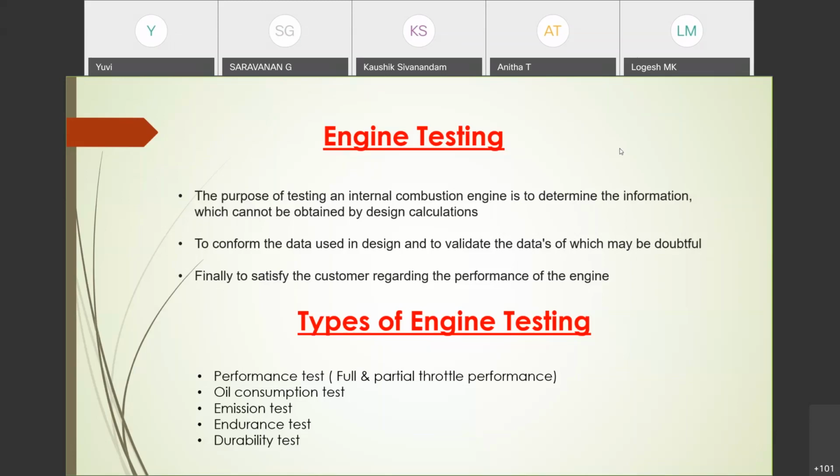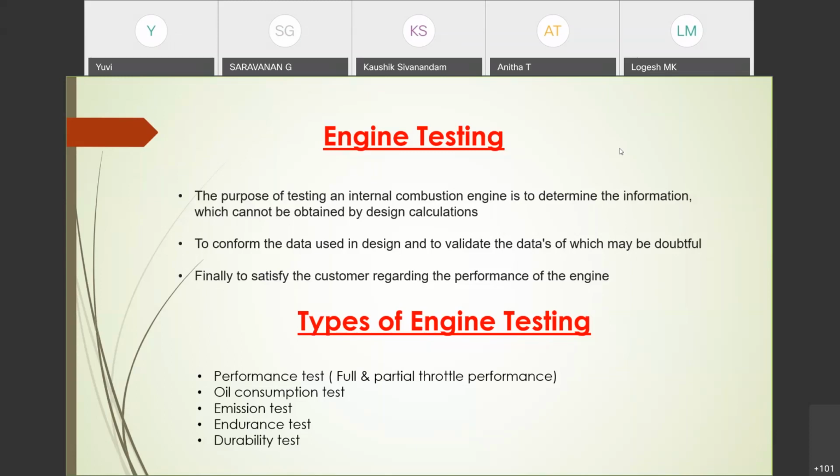Once the performance test is completed, we proceed with the oil consumption test. What is the oil consumption test? We need to find out how much oil is consumed by the engine. For this test, we have to run the engine continuously for 8 hours at full RPM and full torque condition. Once this oil consumption test is completed, we go with the endurance test. What is the endurance test?